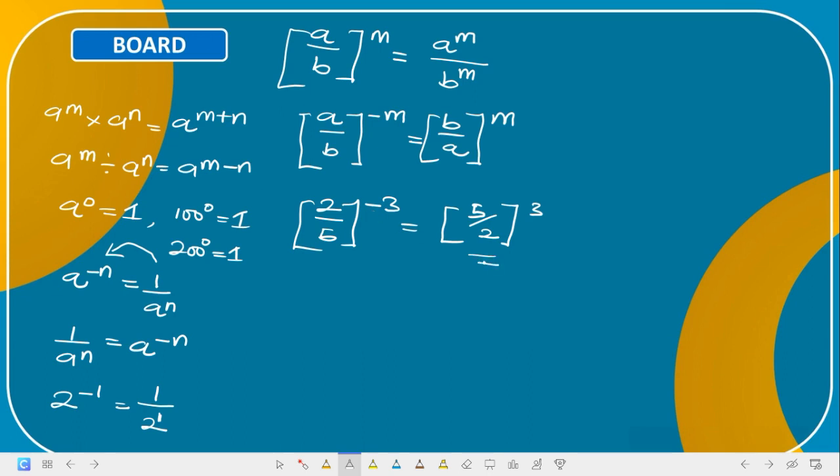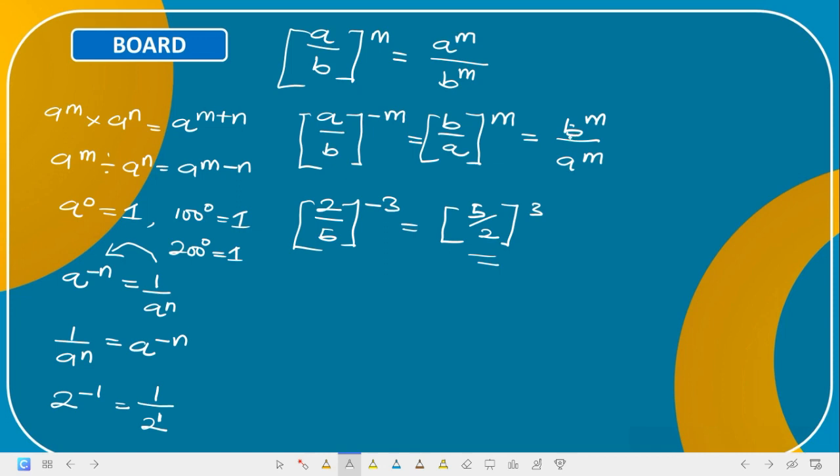Is that clear? Now, we said that this 5 over 2, like b over a, can also be expressed as what? b to the power of m all over a to the power of m. Is that clear? It can be expressed as what? b to the power of m all over a to the power of m.